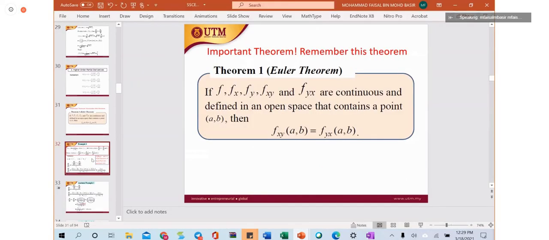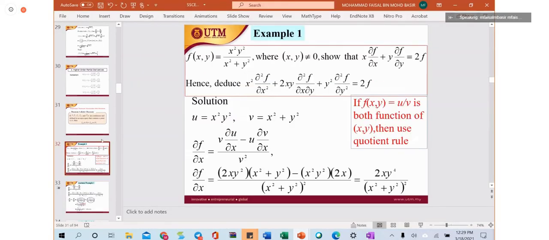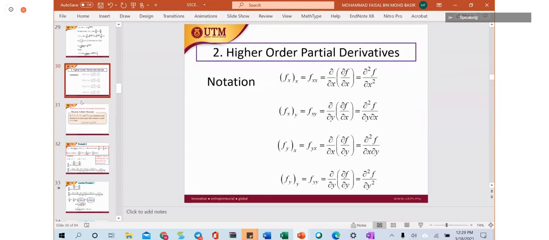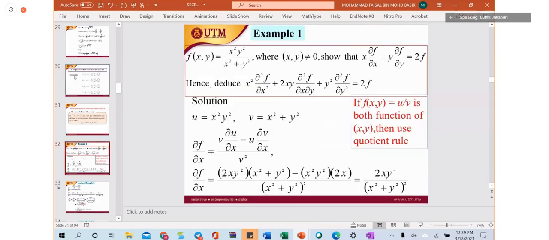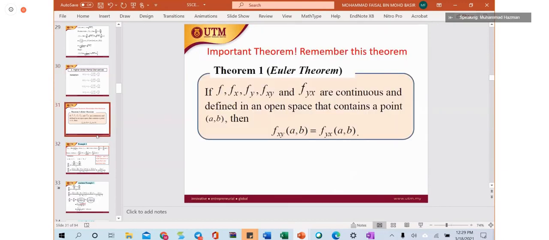Understand? No. Understand or not? Euler theorem. Understand, Doctor? Yes, okay, sir. Good. Okay.